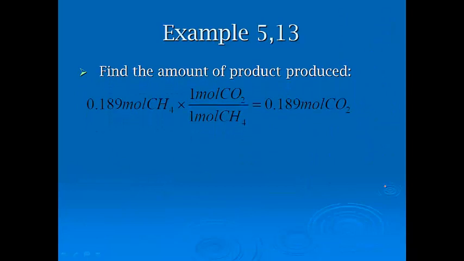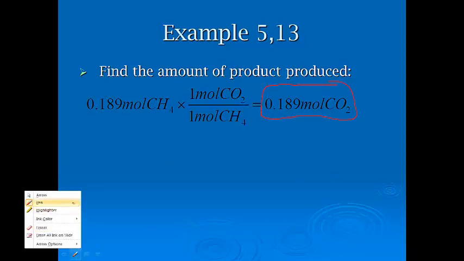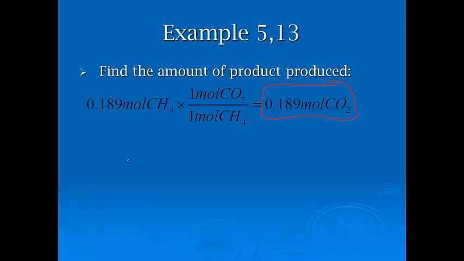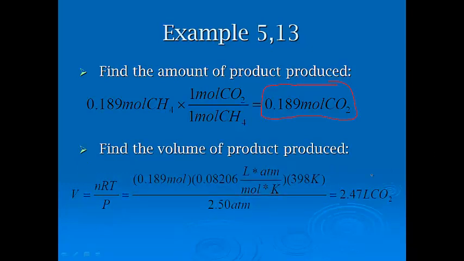Now we have to find the amount of product produced. So we start with the methane, or we just go right to moles of carbon dioxide, depending on how we want to do that. That red is kind of funky. Let's change the ink color. Let's just go with good old black. Now, once we have the moles of carbon dioxide, they had given us a temperature and a pressure, and we needed to find the volume. So we go back to PV equals nRT, we plug and chug, and we get 2.47 liters of carbon dioxide.